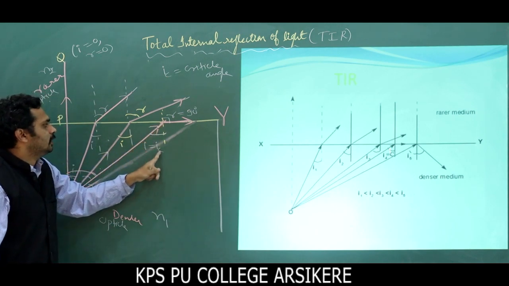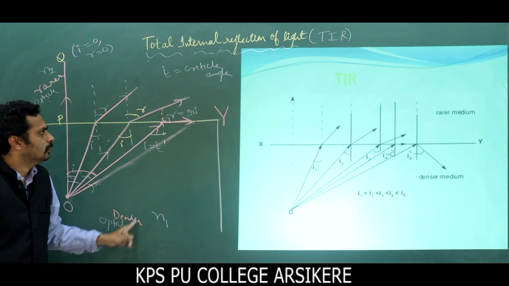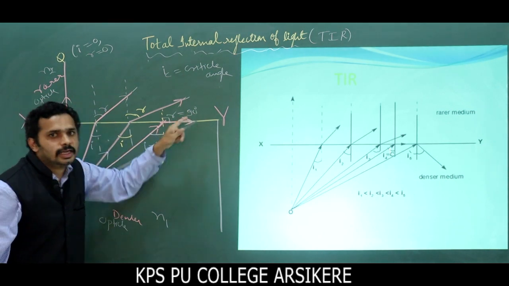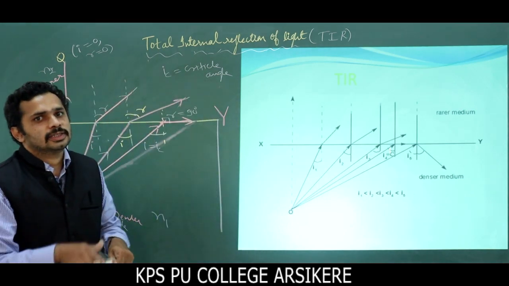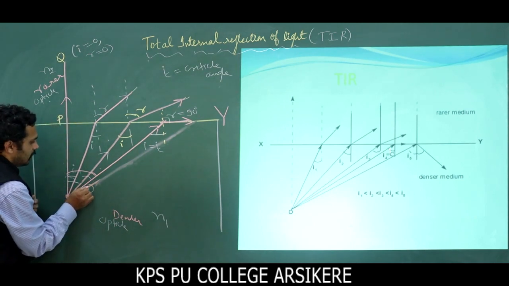Now what is the critical angle? It is the angle of incidence in the denser medium at which R is 90 degrees, or the angle of refraction is 90 degrees, or the refracted ray grazes the interface or surface. Now once again you increase the angle of incidence.